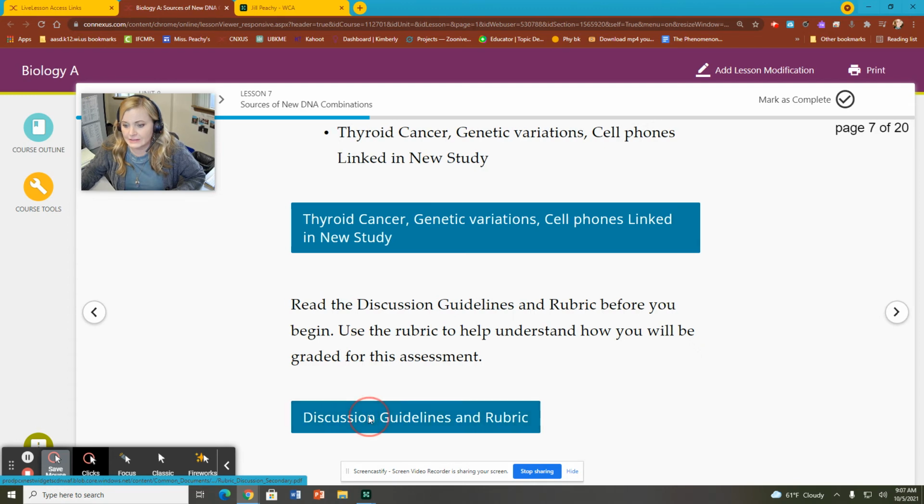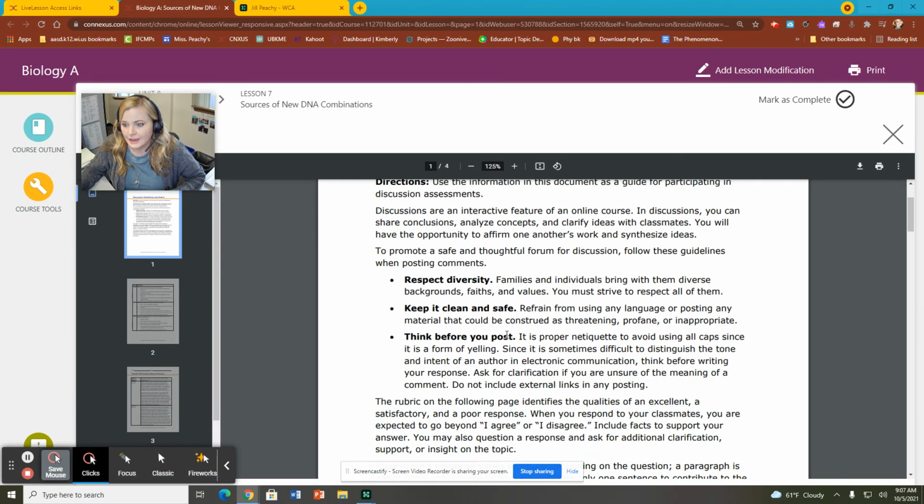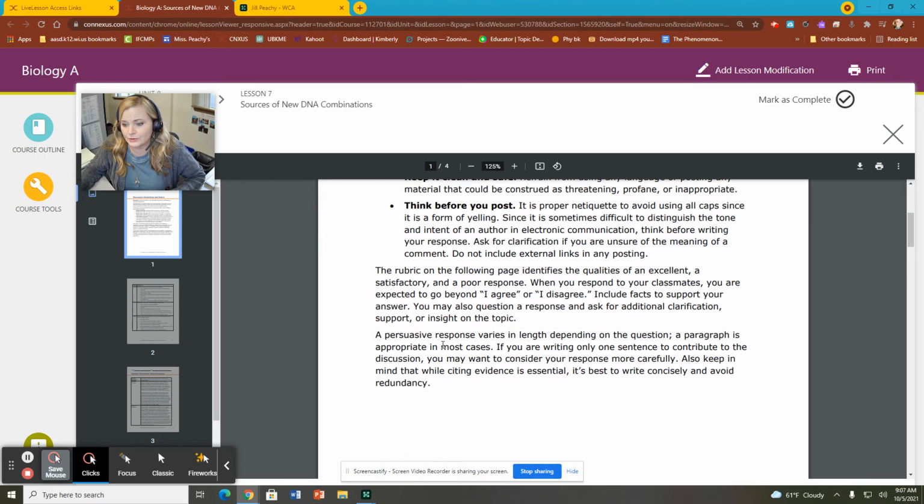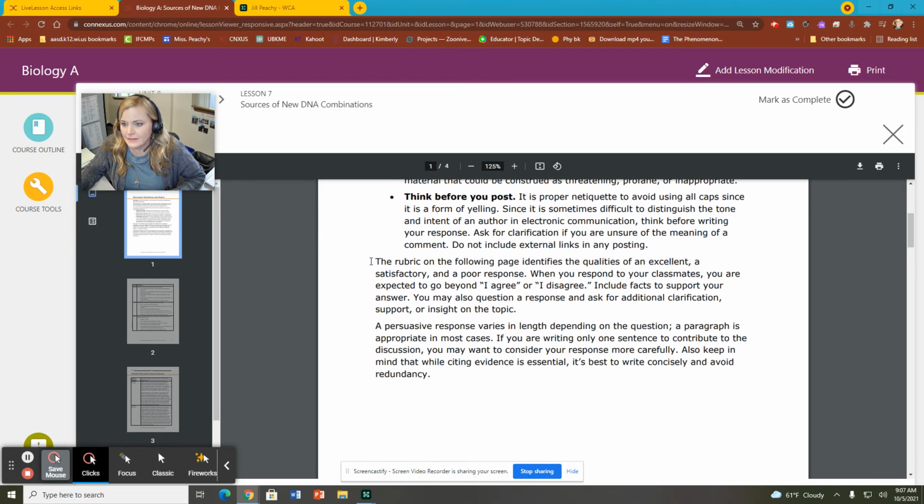And then it gets into the discussion guidelines and rubric and talks about the things to think about before you make your discussion. And this is very important as well, especially if you're new to WCA. When you respond to your classmates, you are expected to go beyond I agree or I disagree. You should include facts to support your answer. You may also question a topic or question a response and ask for additional clarification, support, or insight on the topic. So the expectation is this is a conversation.